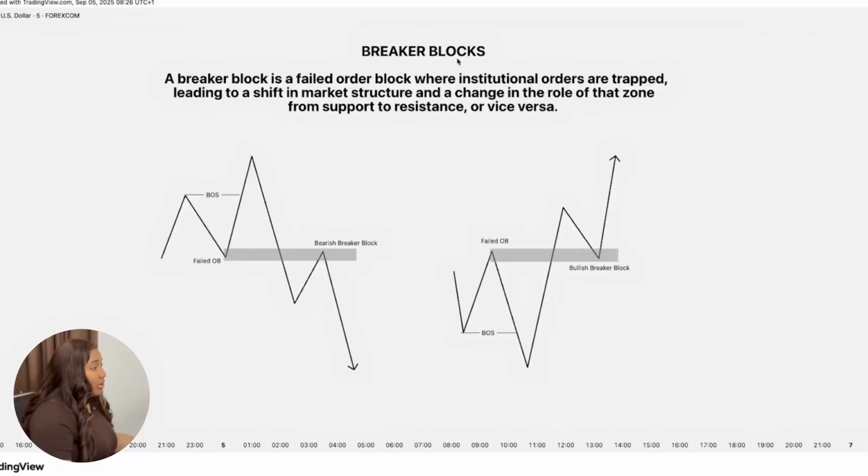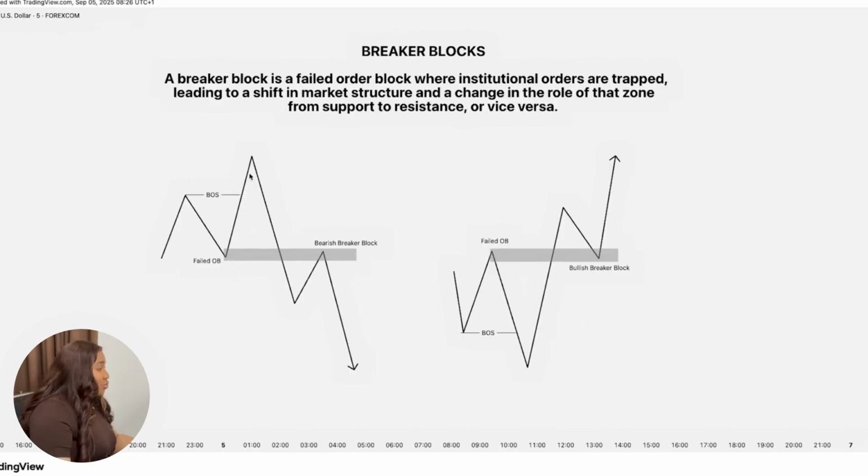And what we have here, breaker blocks, it is a failed order block where institutional orders are trapped, leading to a shift in market structure and a change in the role of that zone, that is from support to resistance or vice versa. From my illustration here, you can see that we got a break of structure. So following the order block strategy, all we need is for price to come to this particular order block, tap in, push to the upside. Same thing with the bearish order block, for price to tap in, push to the downside.